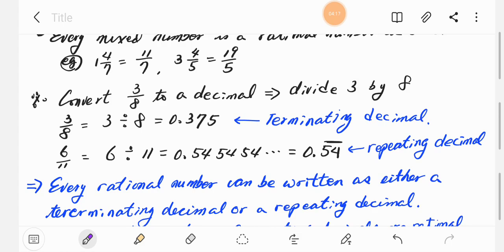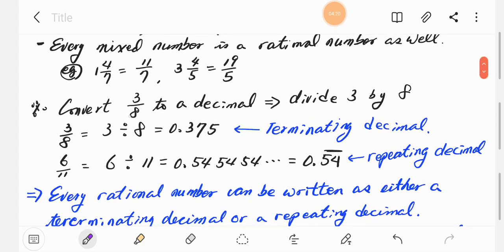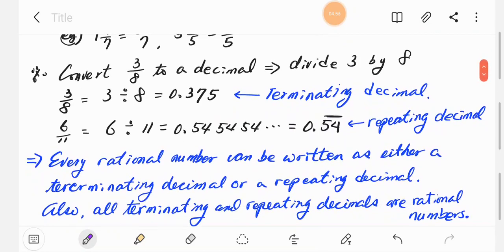Terminating: 3 over 8 is equivalent to 3 divided by 8, meaning you divide the numerator by the denominator. So 3 divided by 8 gives the decimal 0.375, and then it stops. It terminates at the thousandths place. So we call this number a terminating decimal. How about 6 over 11?